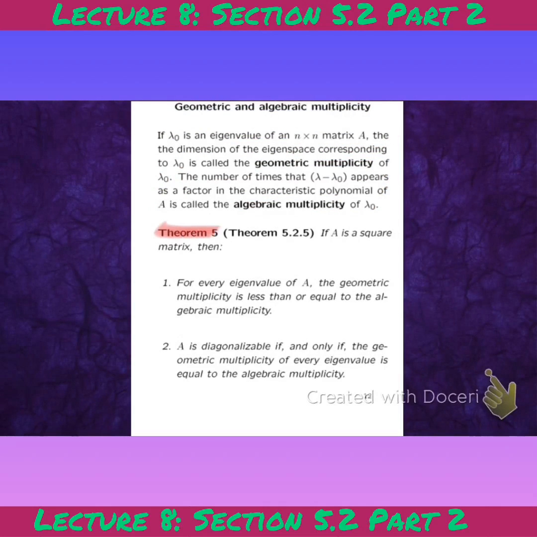Right, so theorem 5 talks about geometric multiplicity and algebraic multiplicity. It just says here that for every eigenvalue of A, the geometric multiplicity is less than or equal to the algebraic multiplicity, and also matrix A is diagonalizable if and only if the geometric and the algebraic multiplicities for each eigenvalue are exactly the same.